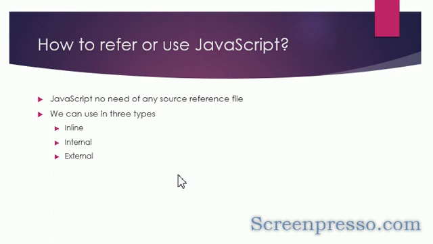What about external? External is where you create one new file. In that new file, you can have all the JavaScript code and save it with a .js extension. Then you can refer to that file in your web page. So this is called external. So we know about inline, internal and external.